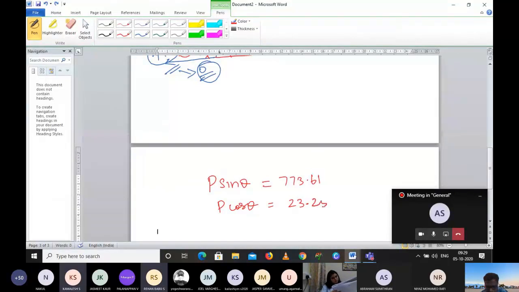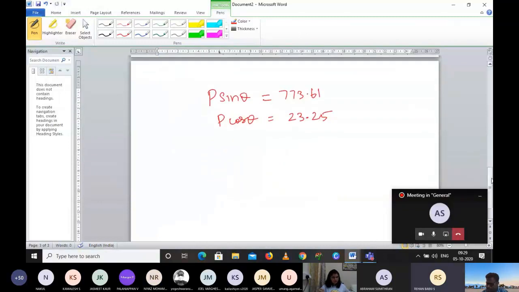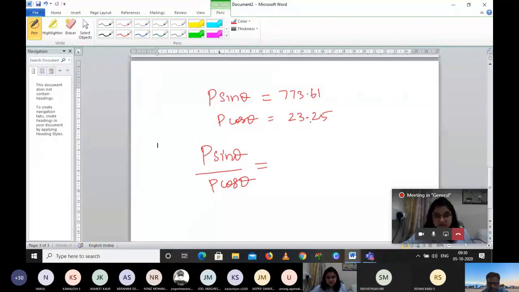23.25. So, sir, I'll get tan theta as 33.27, and theta equals 88.27. So theta is 88.278 degrees. Very good, very good. So you make 1 and then 2. So substitute 1 divided by 2.